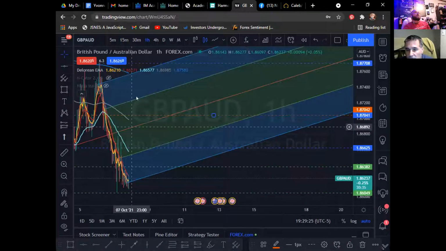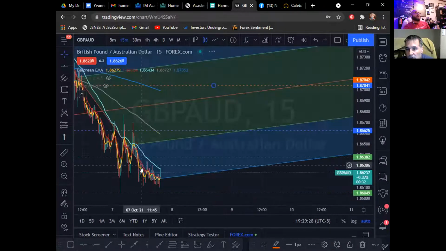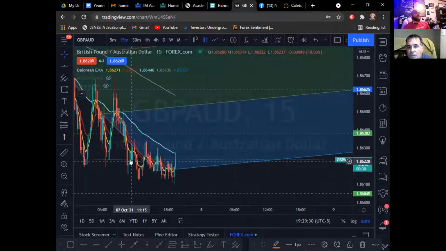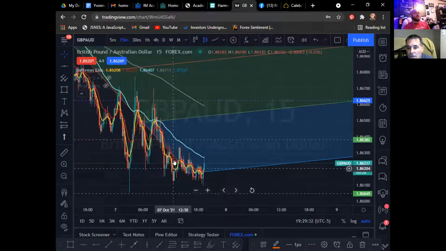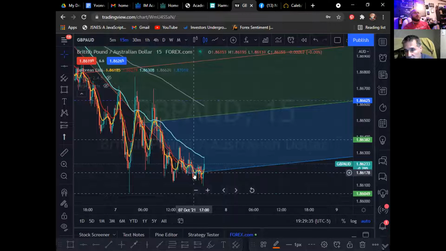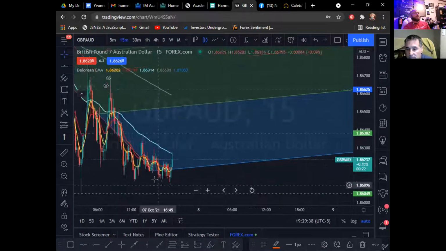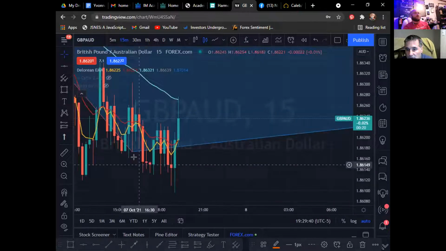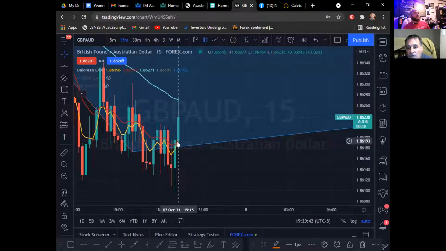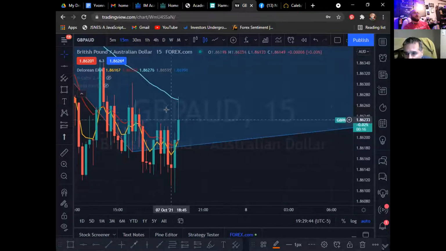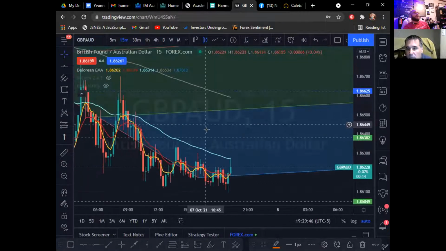So I'm just going to watch this on the 15-minute now. I'm going to watch for my DeLoreans to cross. You see, they've been bouncing. The yellow has not been able to cross through the red, right? So we're looking for the yellow to cross through the red. It's trying to do it. It looks like it did actually just do it right there, right? A big push up to the 50.